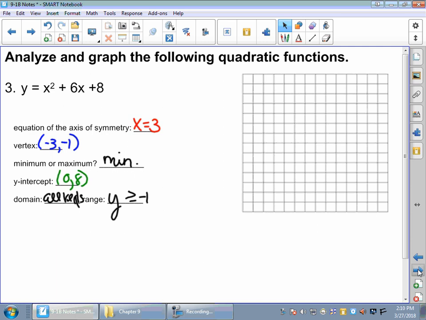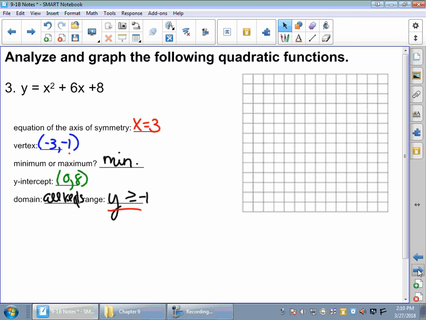So if you want to take a minute to fill in the spaces, it's just what we did before. This time, though, the graph is going to open upward. And I need a y-intercept of (0, 8). So I kind of want to be down below. I know that my range is telling me, based off of my vertex, I won't go any lower than -1. -1 is the lowest number I'll have.